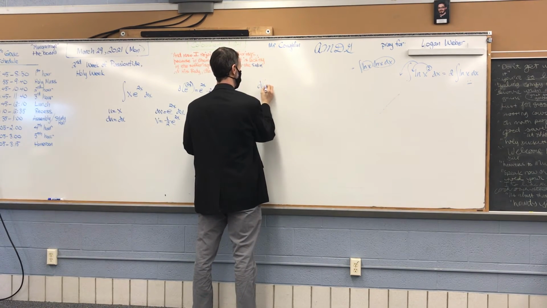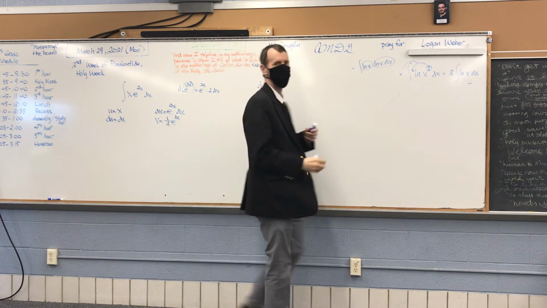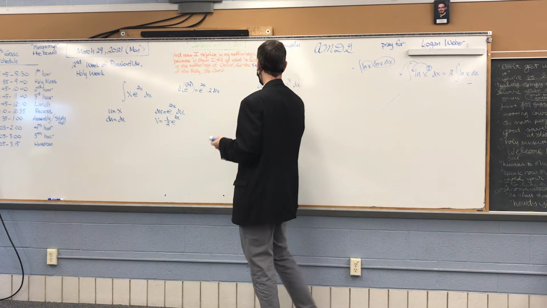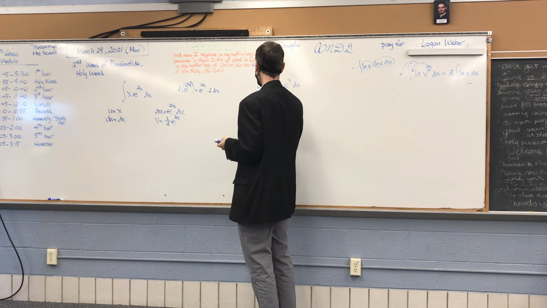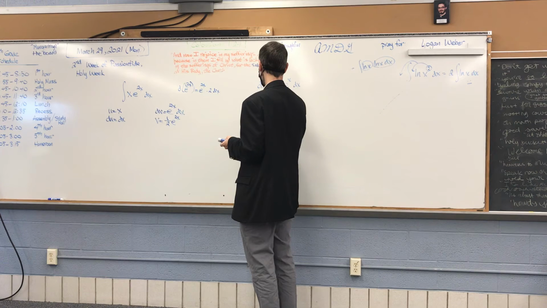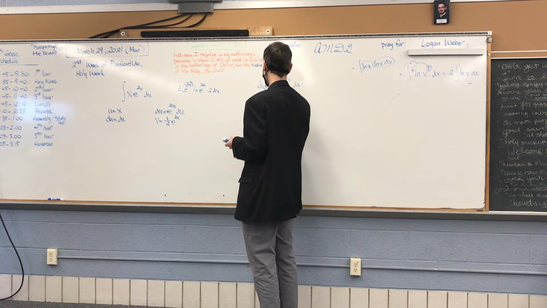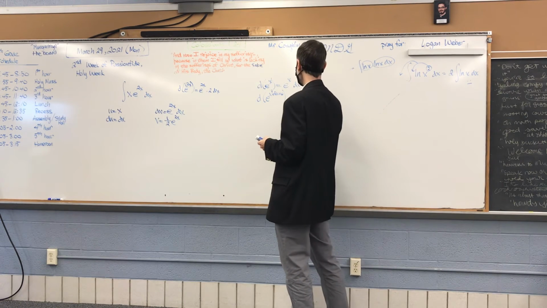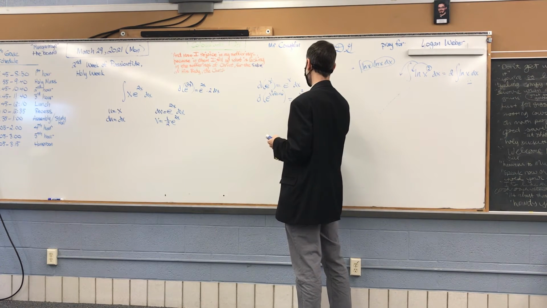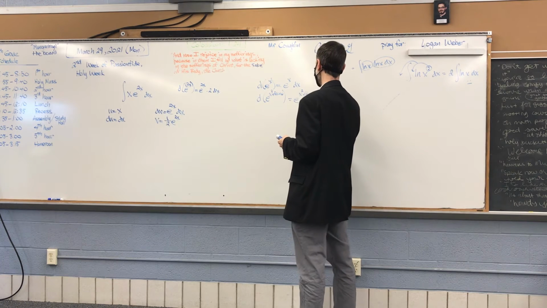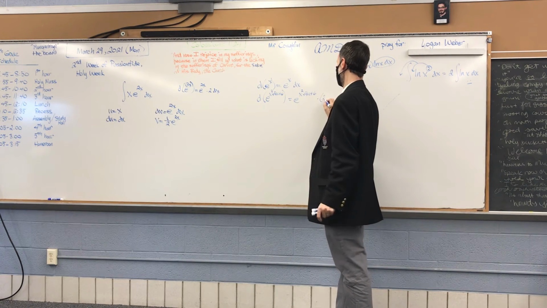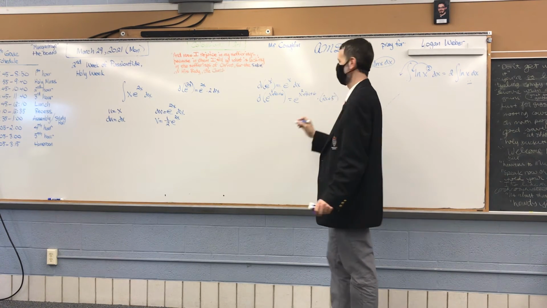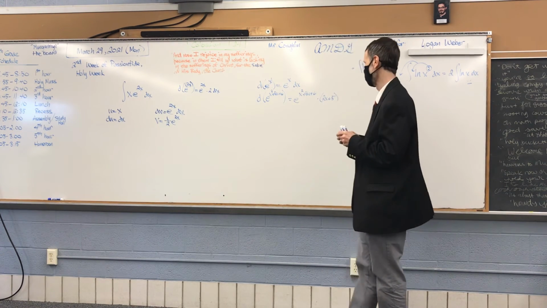What's the derivative of e to the x? Plain old e to the x. Remember that? And then the derivative of e to the x squared plus 5x plus 6. Oh my. It's going to be e to the x squared plus 5x plus 6 times 2x plus 5. Yeah, that's the chain rule working.